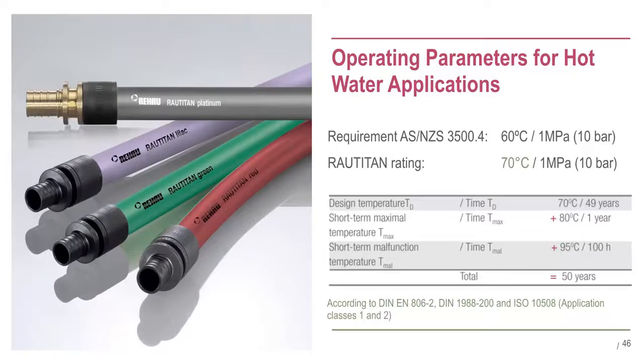System design. The following section covers system design, including thermal expansion, insulation, water chemistry, hygiene, and fire protection. Rautitan pipes and fittings are excellent for hot and cold water applications.